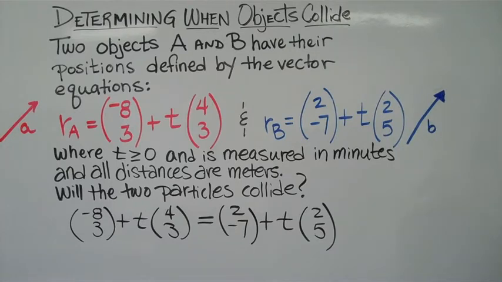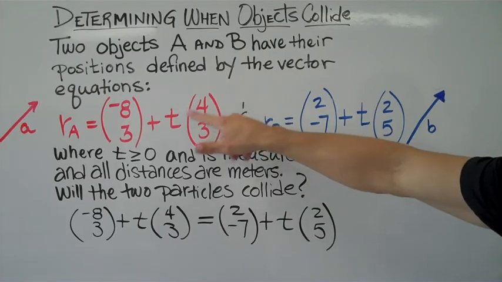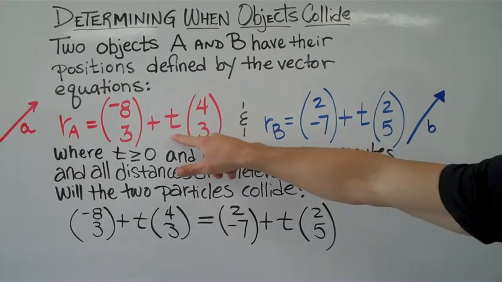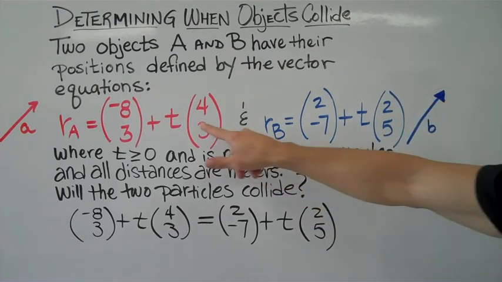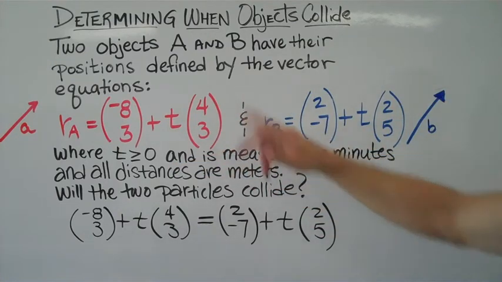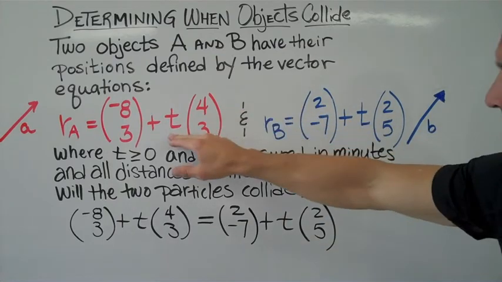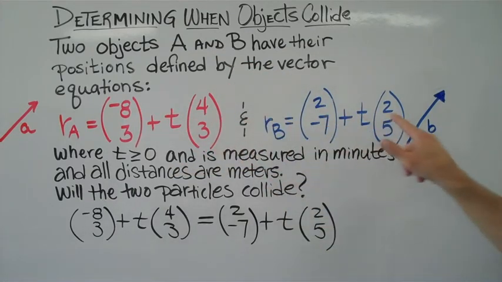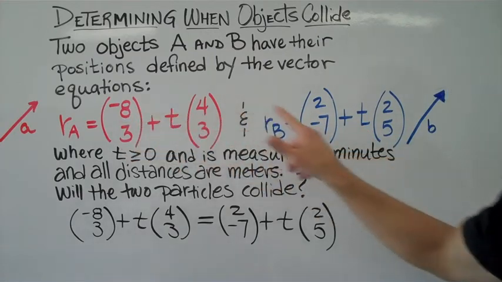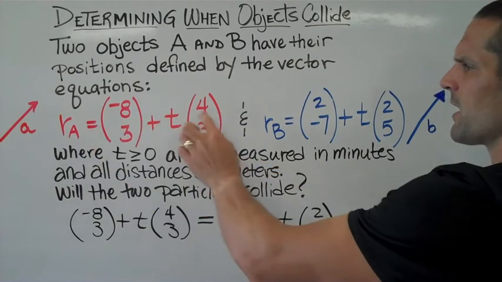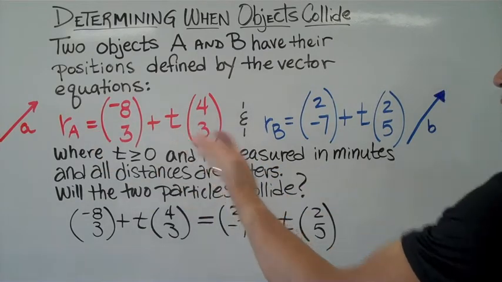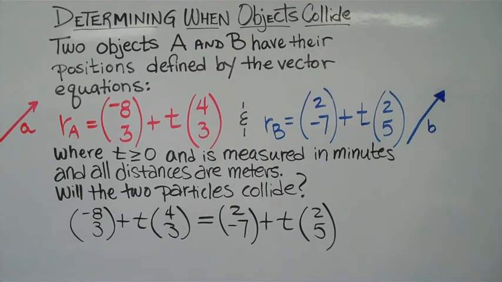We can see that if this is time, well then this will be a velocity vector, because time times velocity will give you position. Meters per second times second gives you meters. So this will be velocity, and this will be time, and this will be a position. Now t is greater than or equal to 0 and is measured in minutes, and all distances are in meters. Again, this is the velocity, meters per second times time also gives you meters. Well, will they collide?